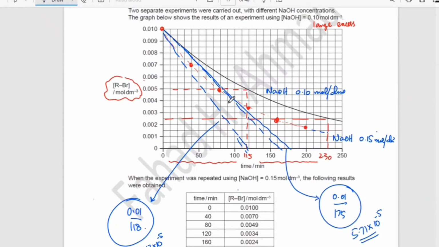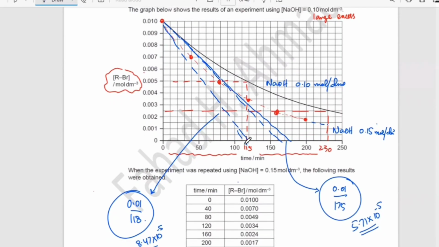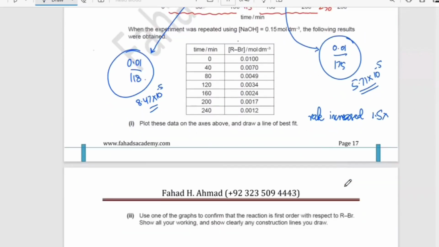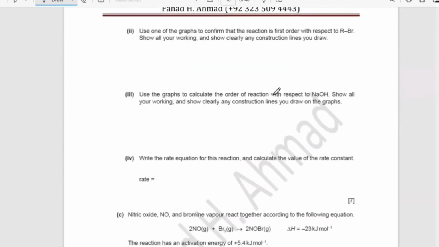So you drew a gradient, you drew a second gradient for the second one, and it came out to be कि भाई वो the difference is exactly 1.5 times. So which was directly proportional, which was order 1. तो यहाँ पे वही करोगे, it's going to be order 1. और बाकी वही है कि calculate the value for the rate constant. So with respect to both, I think the order is 1. वो RBR के respect से भी it's order 1, and OH के respect से भी, NaOH के respect से भी it's also order 1.